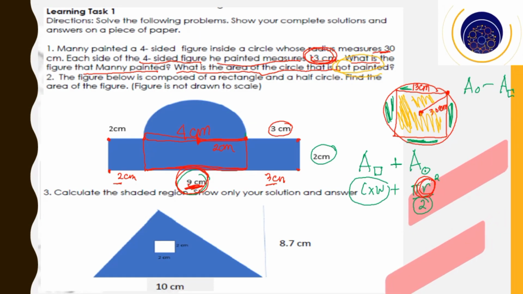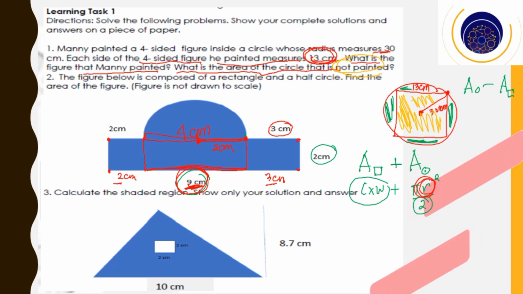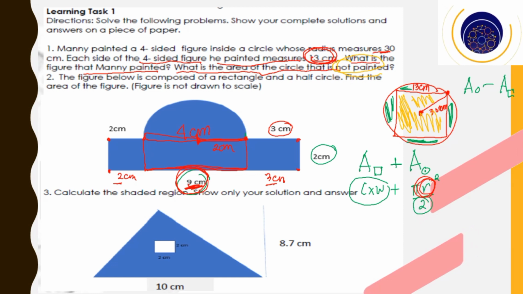Let's proceed to learning task 1. So, here, direction. Solve the following problems. Show your complete solution and answer on a piece of paper. Number 1. Manny painted a 4-sided figure inside a circle whose radius measures 30 centimeters. Okay. So, pag ganito, i-visualize muna natin.